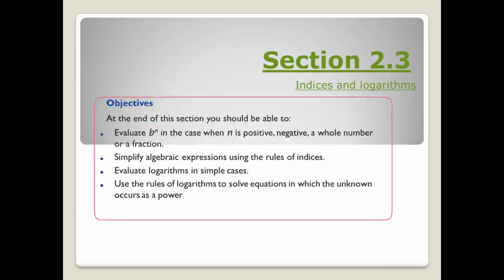Today we will start with section 2.3 in your textbook. The title of this section is Indices and Logarithms. The objectives of this section are, at the end of this section, you should be able to first evaluate b to the power of n in the case when n is positive, negative, a whole number, or a fraction. Simplify algebraic expressions using the rules of indices. Evaluate logarithms in simple cases. Use the rules of logarithms to solve equations in which the unknown occurs as a power.